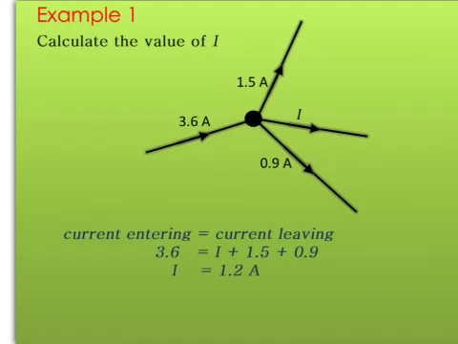Now, let's have a look at a couple of examples. Example 1 says calculate the value of current I, which is that one there, one of the currents leaving. You have one current arriving, 3 currents leaving. So we can write it this way: currents entering equal currents leaving. Current entering 3.6, this one here, and then currents leaving 1, 2, 3, add them together, and solve for I: 1.2 amps. Just simple algebra.